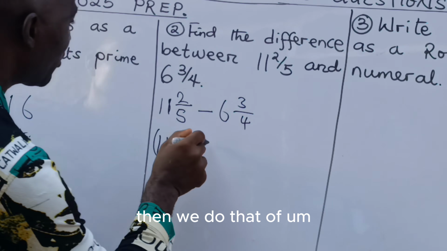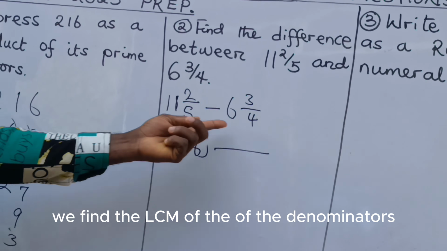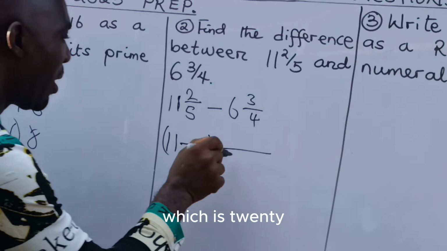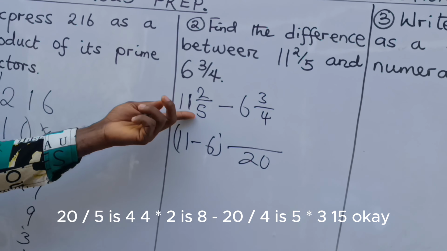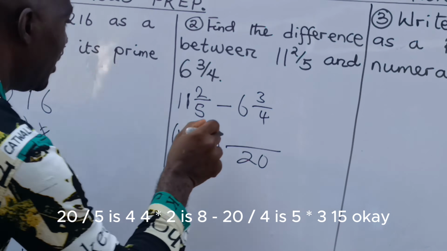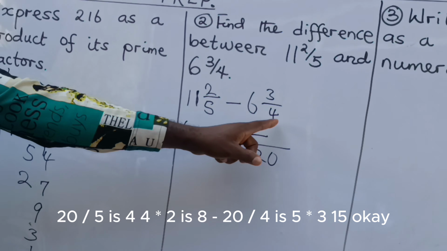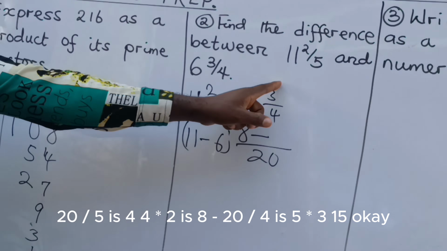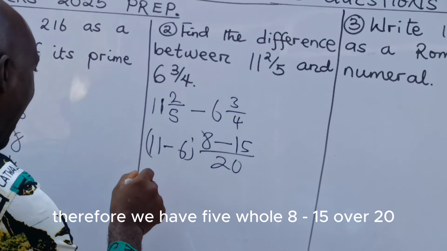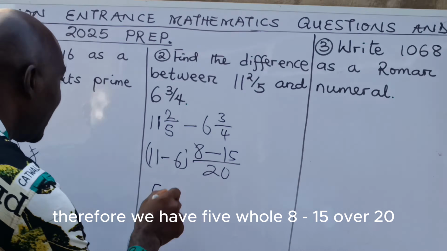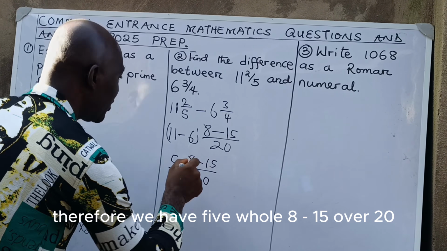Then to do the fraction, we find the LCM of the denominators, which is 20. Okay? 20 divided by 5 is 4. 4 times 2 is 8. Minus 20 divided by 4 is 5. Times 3, 15. Okay? Therefore, we have 5 whole, 8 minus 15 over 20.